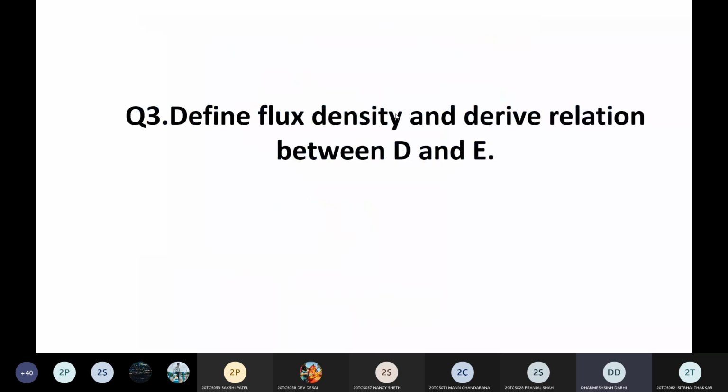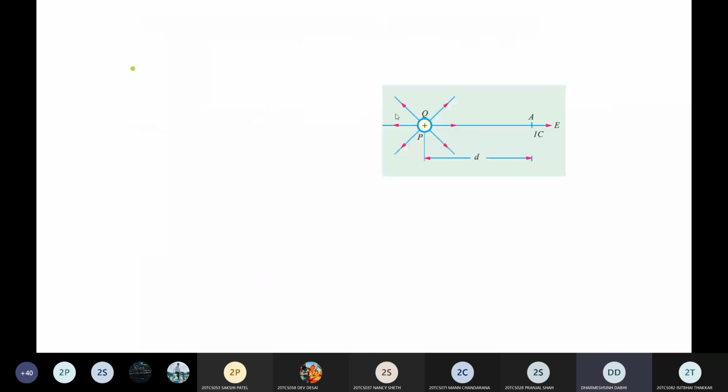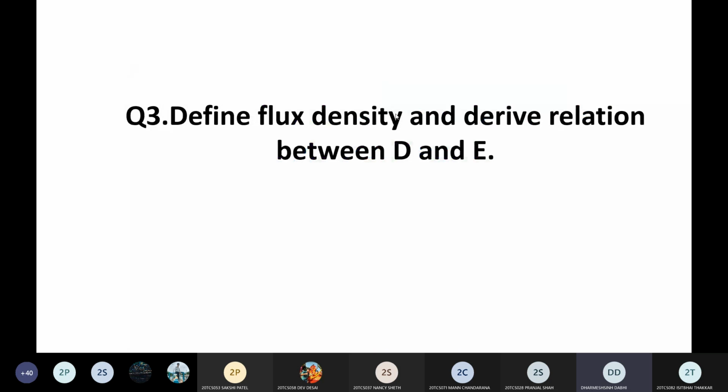Third question is define flux density and derive relationship between D and E. બરાબર છે? આઈ થિંક આપણે કીધો જ છે કે કઈ રીતે આ ક્વેશ્ચન, આપણે ક્વેશ્ચન બેકમાં પણ હતો આ ક્વેશ્ચન. Define flux density and derive the relationship between D and E. ફ્લક્સ ડેન્સિટીની ડેફિનેશન લખવાની હતી પહેલા અને ડી અને ઈ વચ્ચેનું રિલેશન તમારે બતાવવાનું.